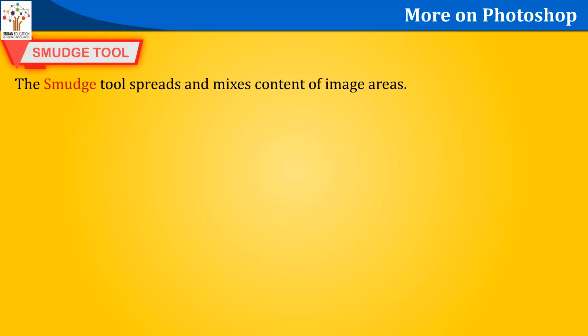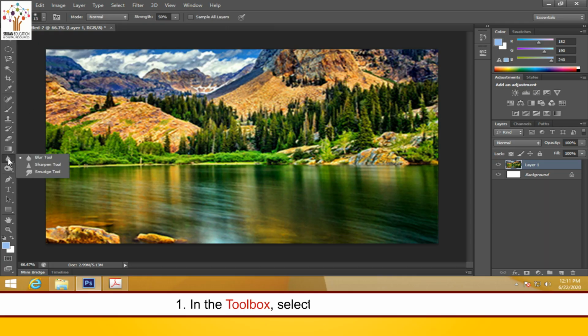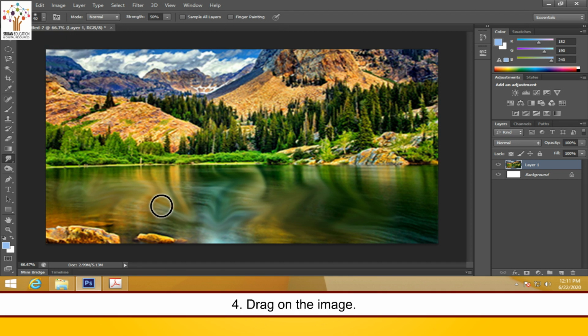Smudge tool. The smudge tool spreads and mixes content of image areas. Follow these steps to use this tool. In the toolbox, select the smudge tool. Choose brush size and style. Set the tool's strength. Drag on the image.